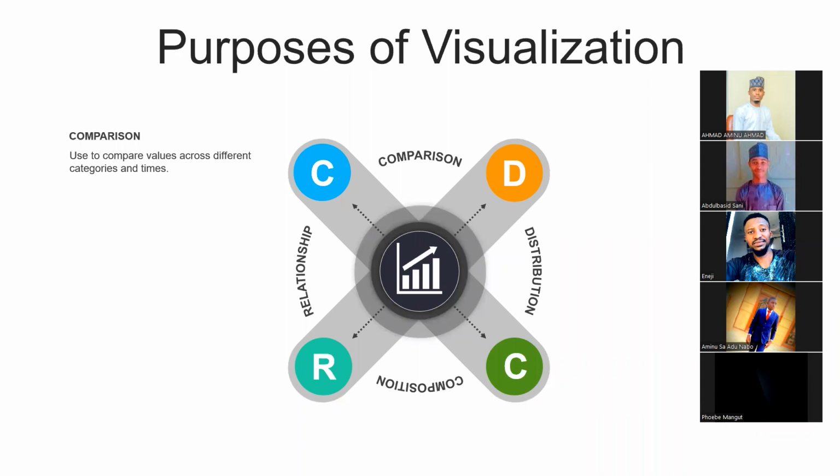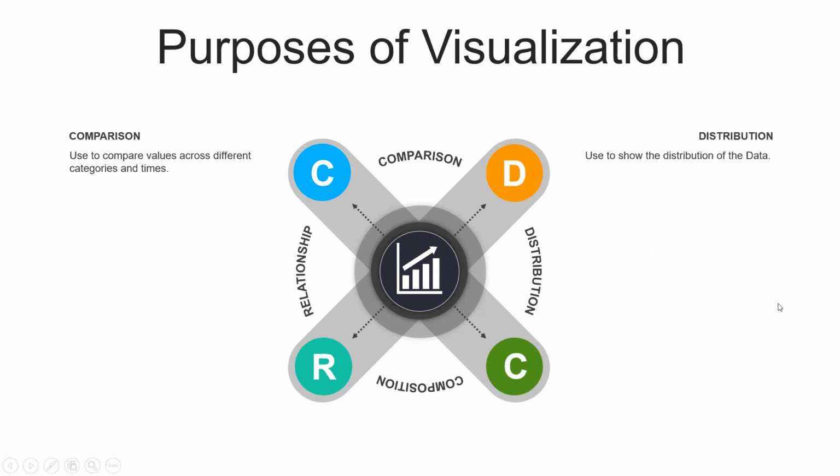And we have another one that has to do with distribution data. We use distribution to show the distribution of a particular data. For example, a data was given to us, and we want to know the distribution, that is, the amount or the figure that belongs to a particular category. If we want to know that, then we use distribution.